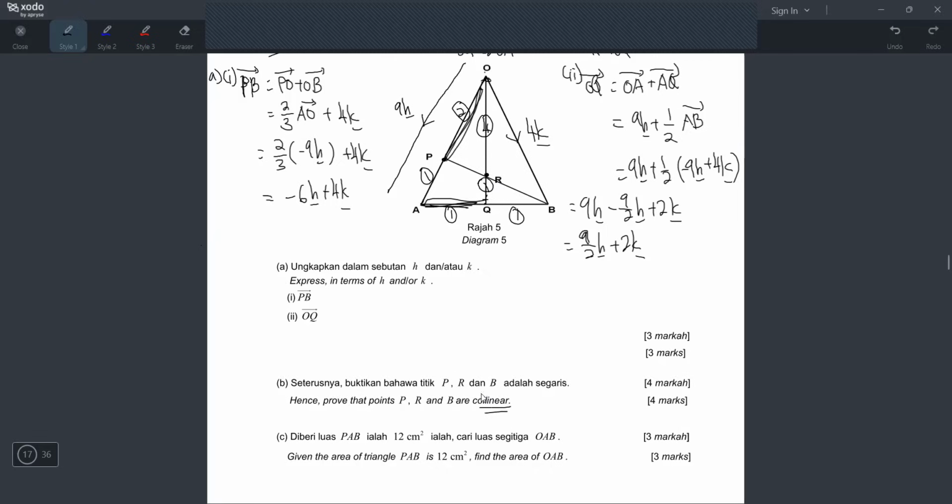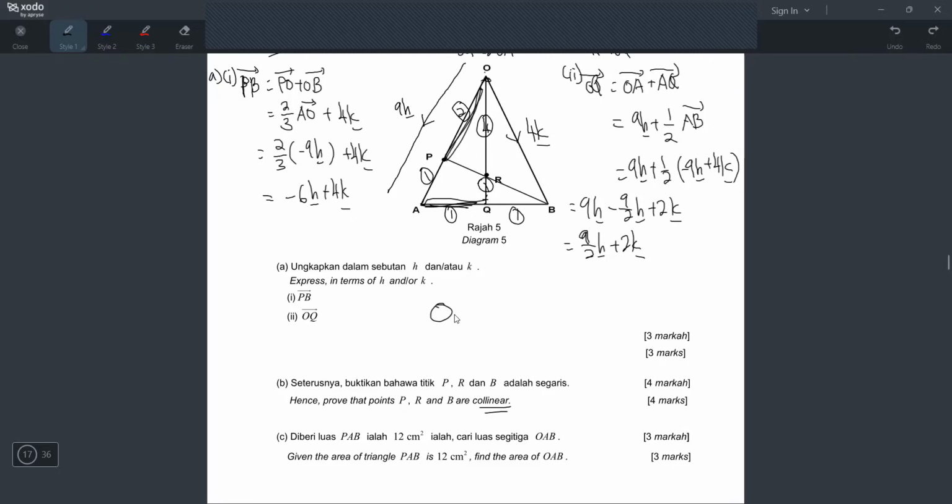In vectors, whenever you see the word parallel or collinear, you will always take two vectors, equal, and then add k. But it doesn't have to be k, it can be any symbol. You can even use lambda or h or whatever letter you want. And the reason you have to add that number is because it represents the ratio.